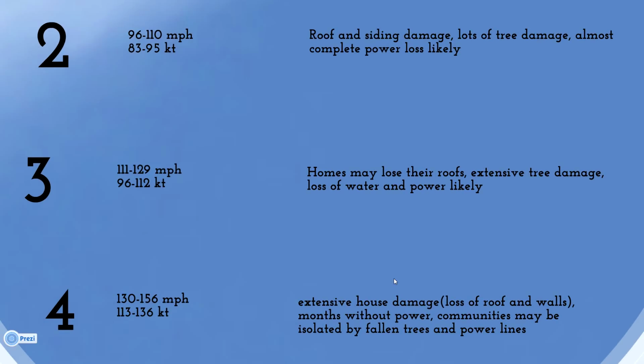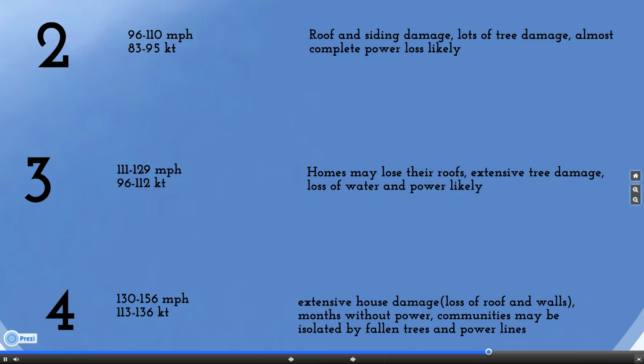A Category 3 hurricane is the first one classified as major. It has wind speeds of 111 to 129 miles per hour. Some homes may lose their roofs, and there will be extensive tree damage, and loss of water and power is likely.